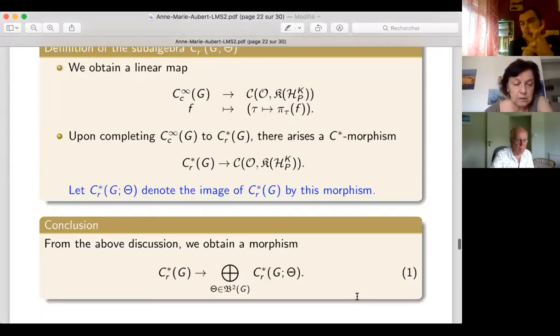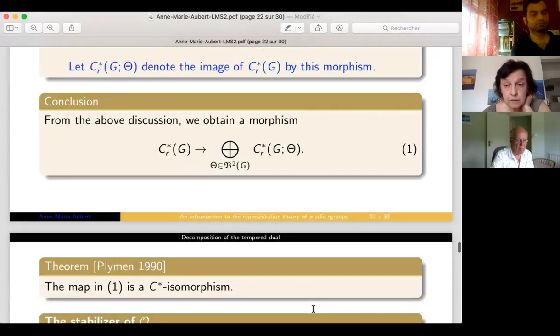So we can do it for each component θ. So we get a morphism from the reduced C-star algebra of G to the direct sum of these subalgebras over all the θ in our set B²(G). And the result of Roger is that this map is in fact a C-star isomorphism. So we get the decomposition, the expected decomposition.